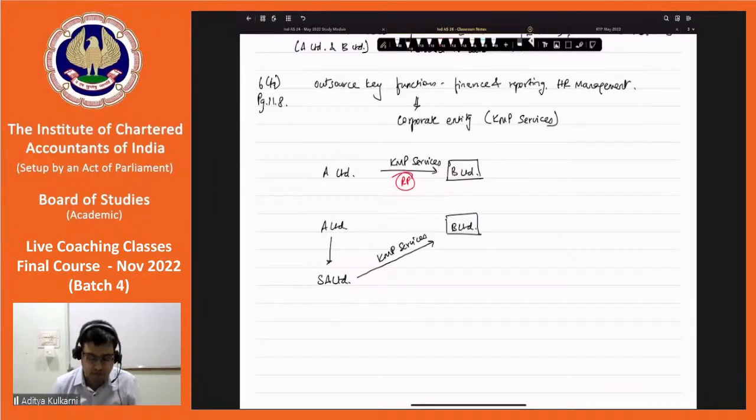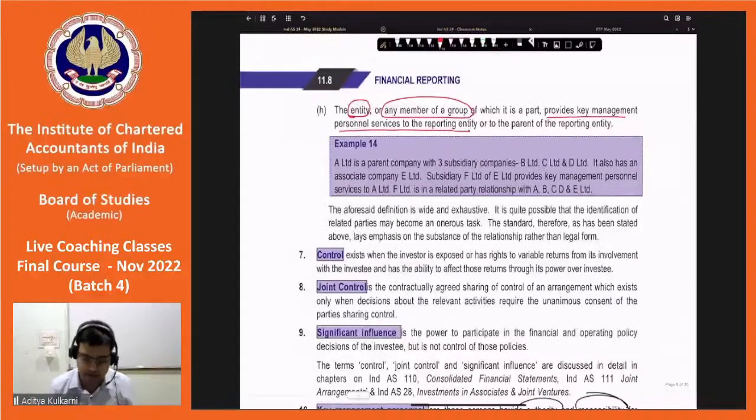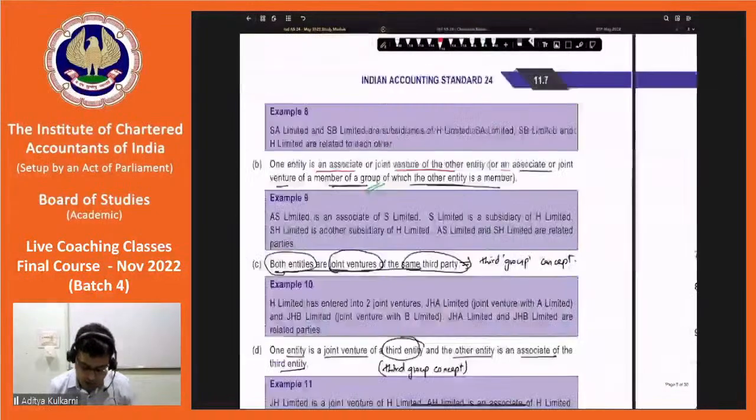Now, are B and SA Limited related parties? Definitely. They are definitely related parties. But look at the wordings of the standard.